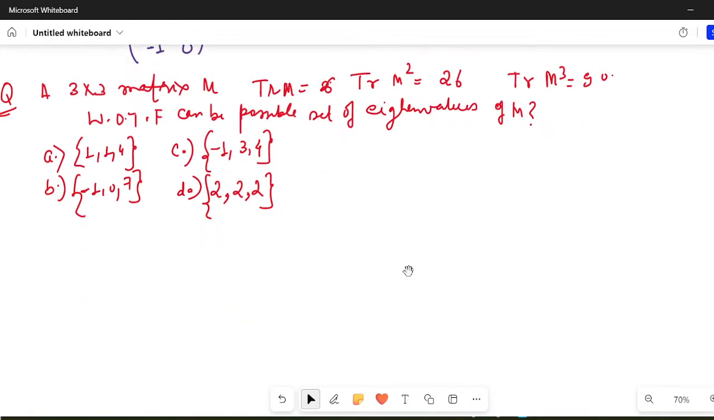A 3 cross 3 matrix is given to you, and it is given that the trace of matrix M is equal to 6, trace of matrix M square is equal to 26, and trace of matrix M cube is equal to 90. Then it is asked what can be the possible eigenvalues of M. This is what has been asked. Just think about it and let me know. I'm giving you 2 minutes to solve this particular problem.